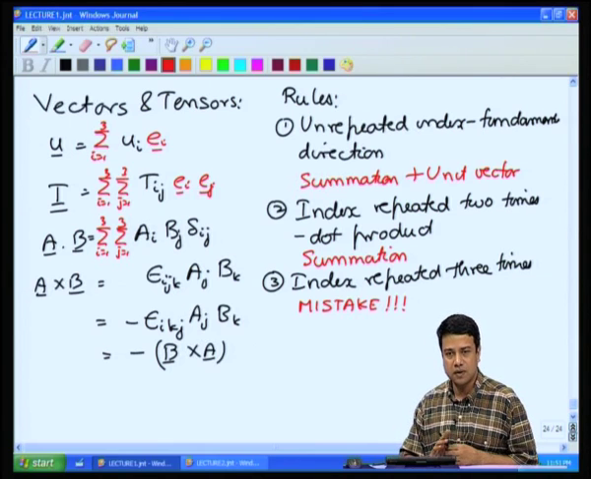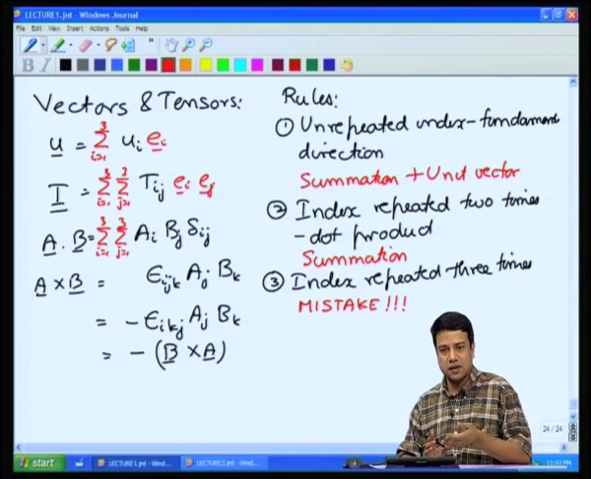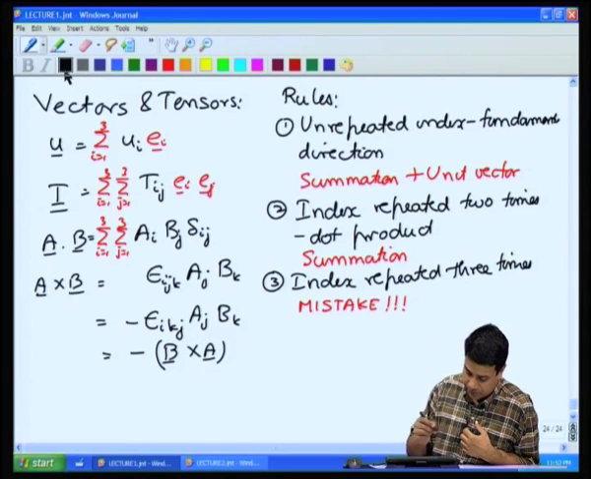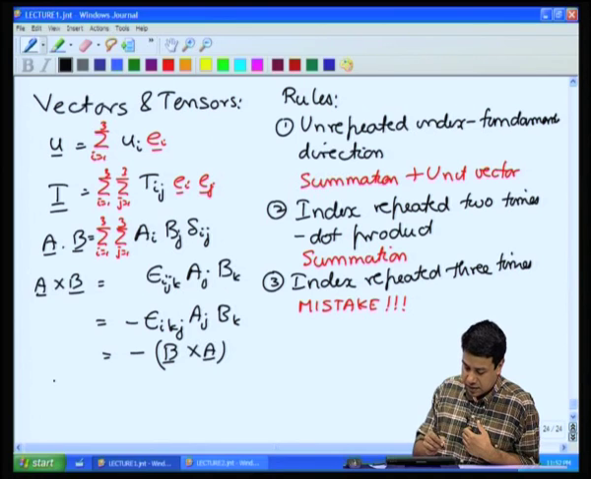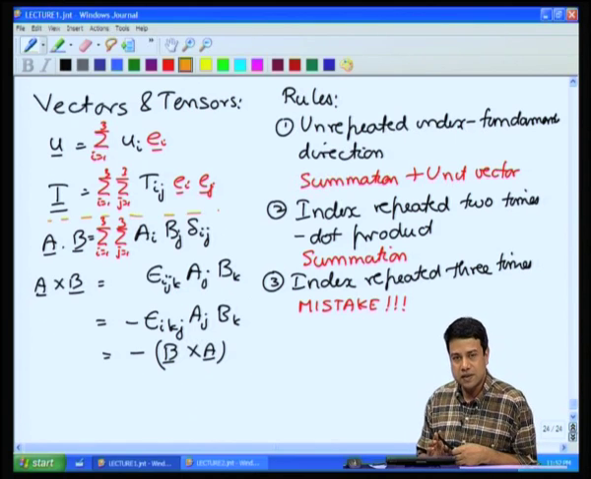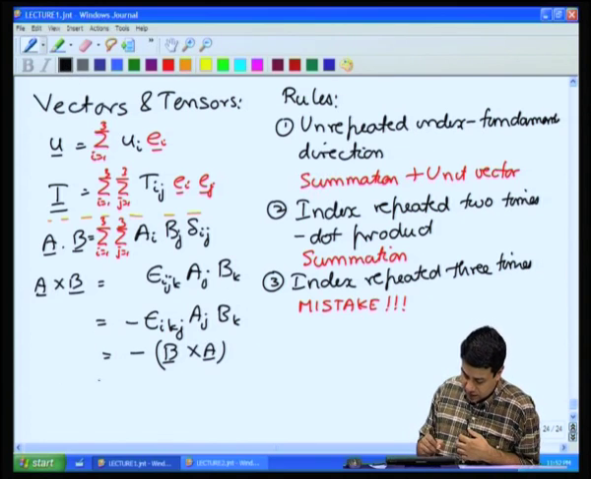to worry about the distinction between dot products, cross products and tensors of different orders. Okay. For example, I said that the tensor T was equal to summation i equal to 1 to 3, summation j equal to 1 to 3 of T_ij e_i e_j. Okay. What is T_ii?